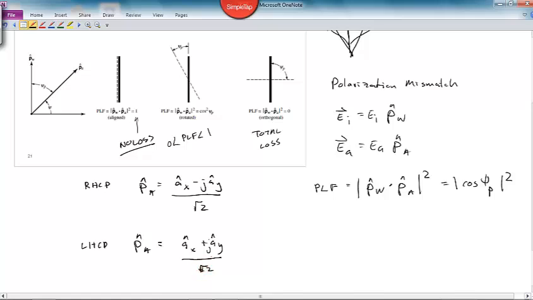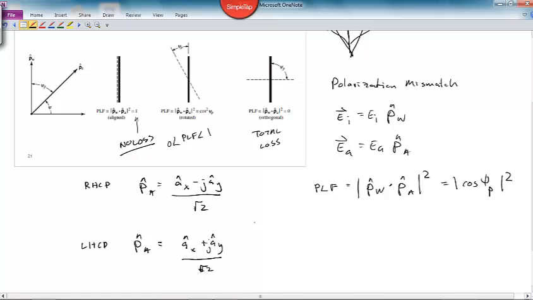So you may ask yourself, if I've got a linear polarized antenna and a circular polarized antenna, how do I determine the polarization loss factor? Well, I have to use the dot product here. So I take the dot product, I take the absolute value of that dot product, and I square it. If I have an RHCP and an LHCP, I also have to use the dot product.